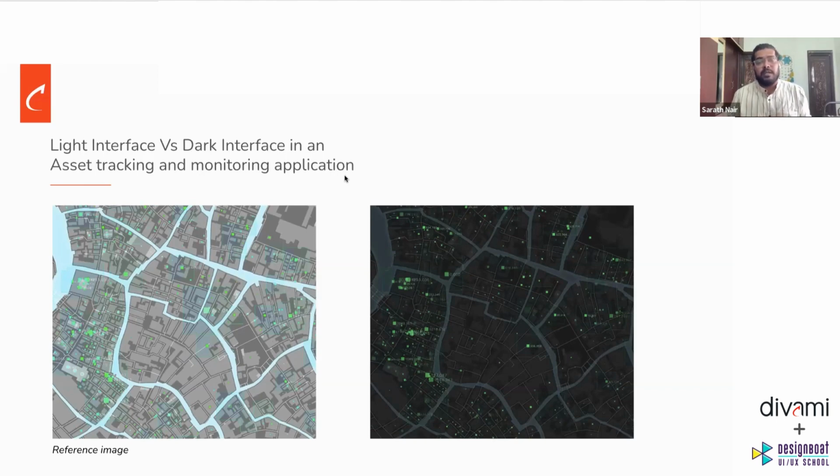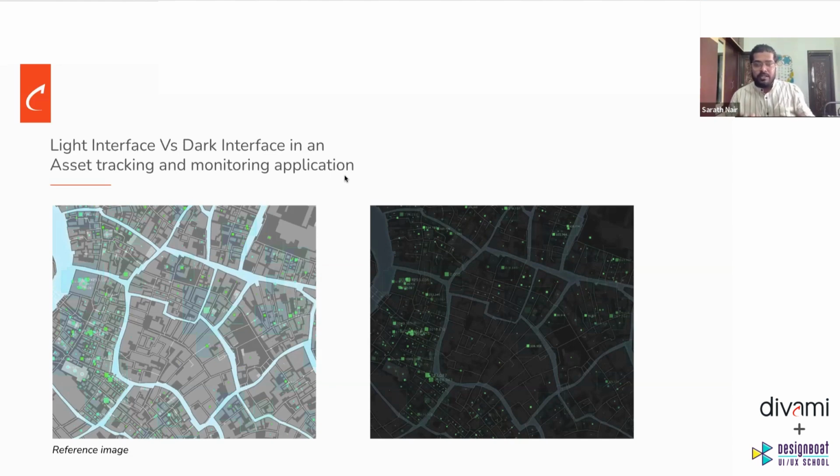So what we observed here is that people, in the sense the users, came up with complaints saying that a lighter interface is giving them a headache. They are not able to assess the priorities for assets.